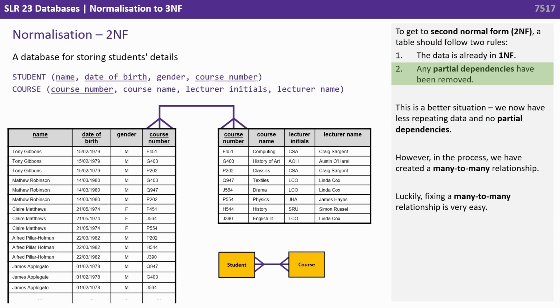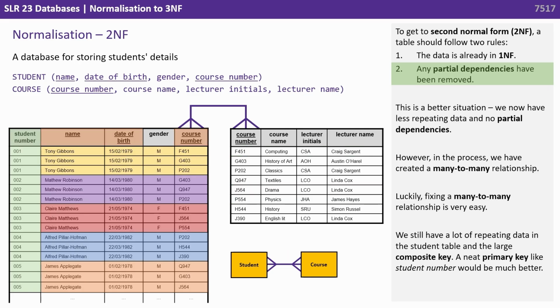Okay, so let's return to our linked example. We've created this many-to-many relationship, which, as we know, we can't have in a real database. But luckily, fixing a many-to-many relationship is very easy. We also still have a lot of repeating data in the student table and this large composite key. A neat primary key, like student number, would be much better.